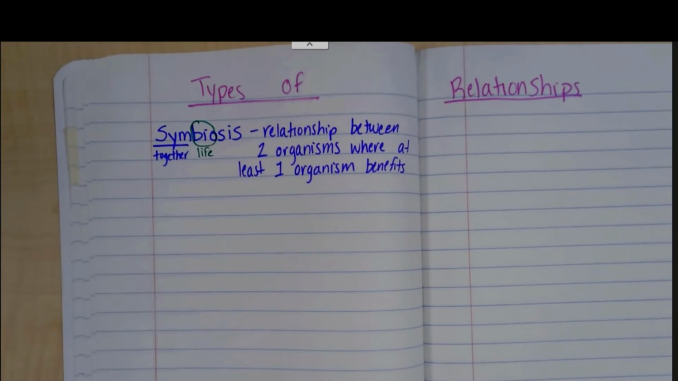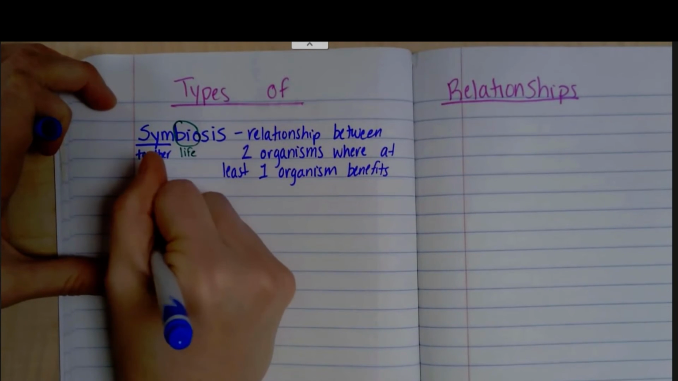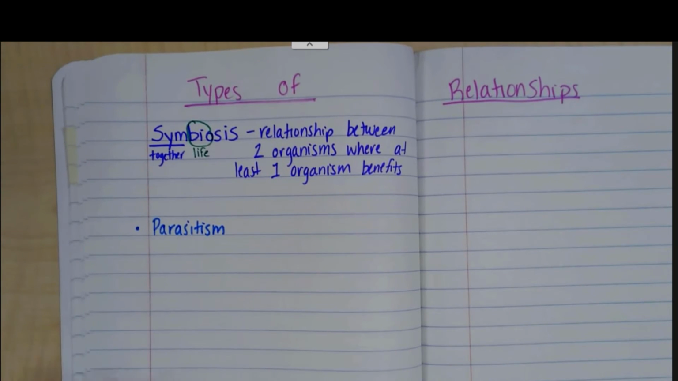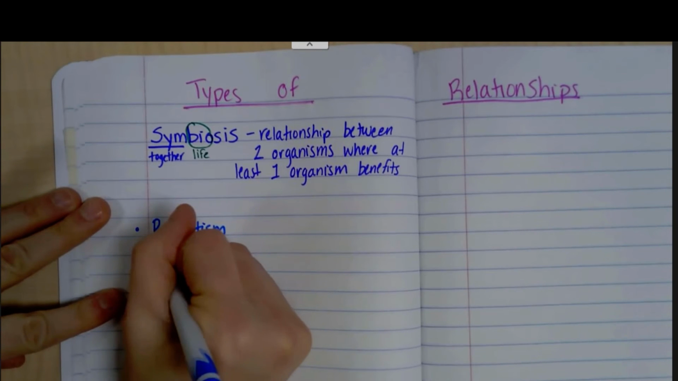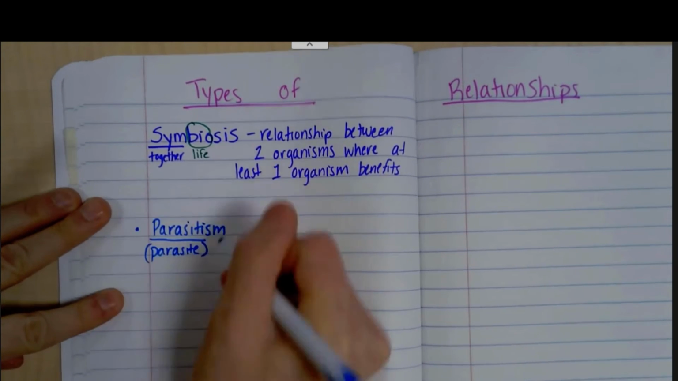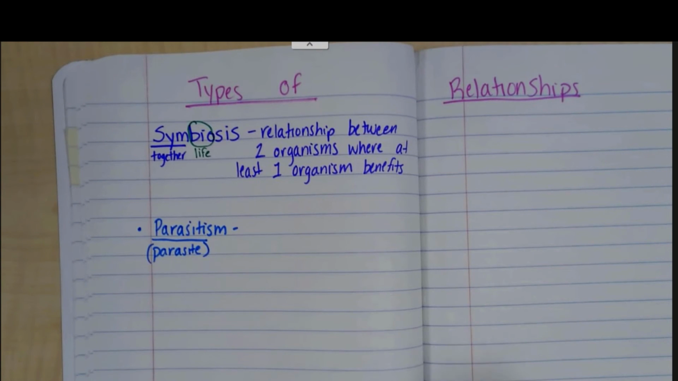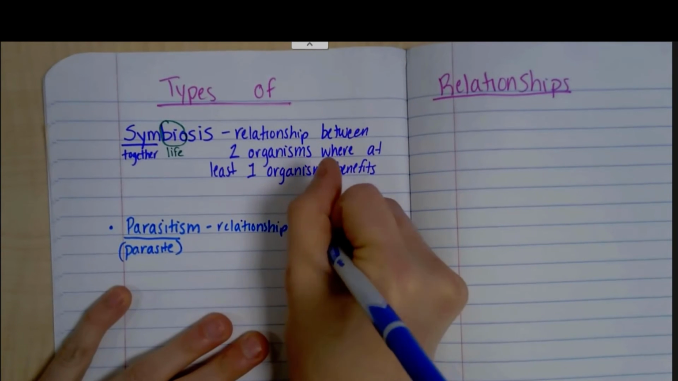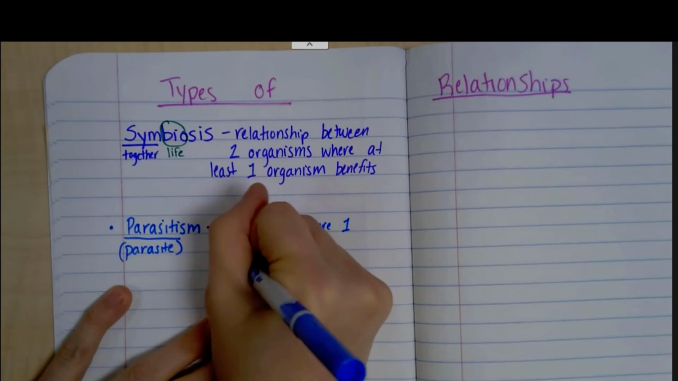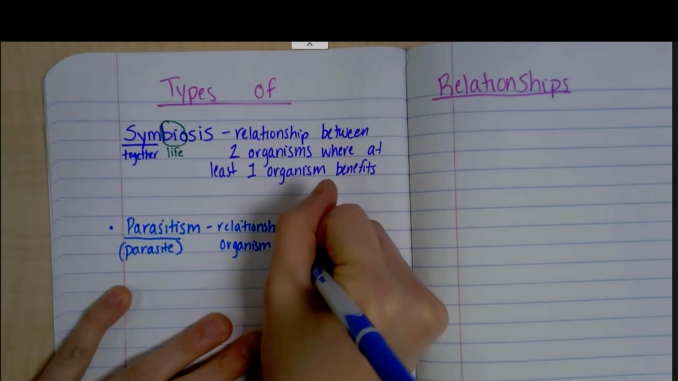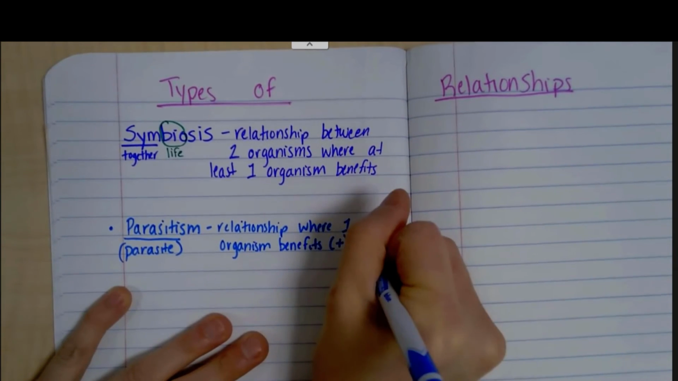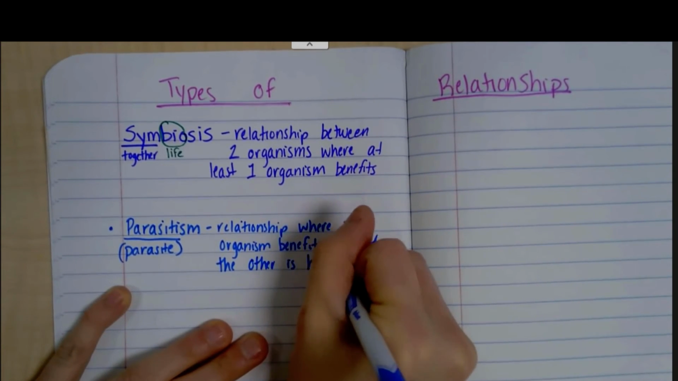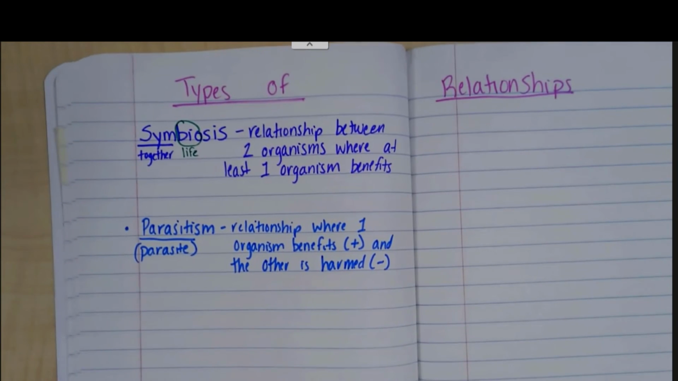And so one type is called parasitism. And you might see a word in there that looks kind of familiar. That's parasite. And with parasitism, that's a relationship where one organism benefits, that's kind of like a plus, and the other is harmed. So that would be like a minus.